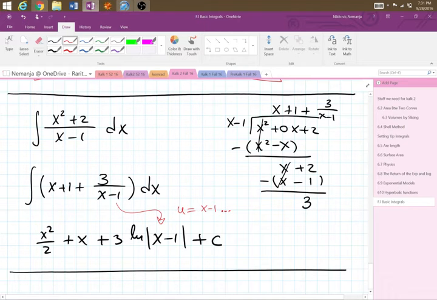All right. So over here, if you FOIL this, expand, you will get x squared over 2, and then minus 2x divided by this, so it's minus x, and then plus 1/2, and then you have plus 2x, and then minus 2, and then plus 3 ln of x minus 1, and then you have plus c. So as you can see, I have x squared over 2, and then this and this like term, so that's plus x, and then plus 3 ln, whatever, x minus 1.